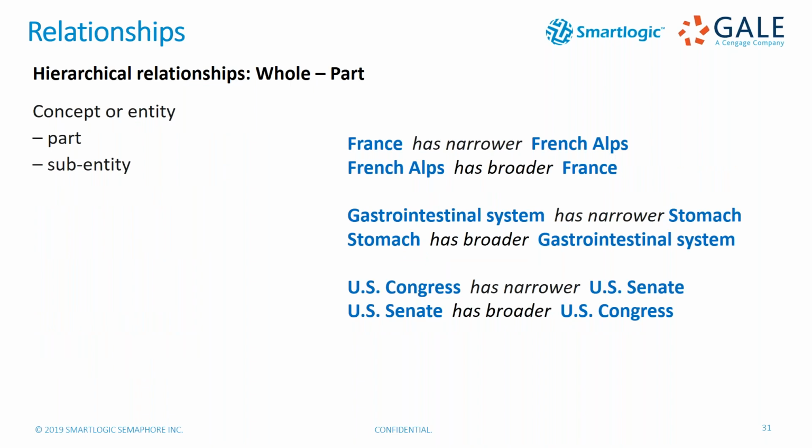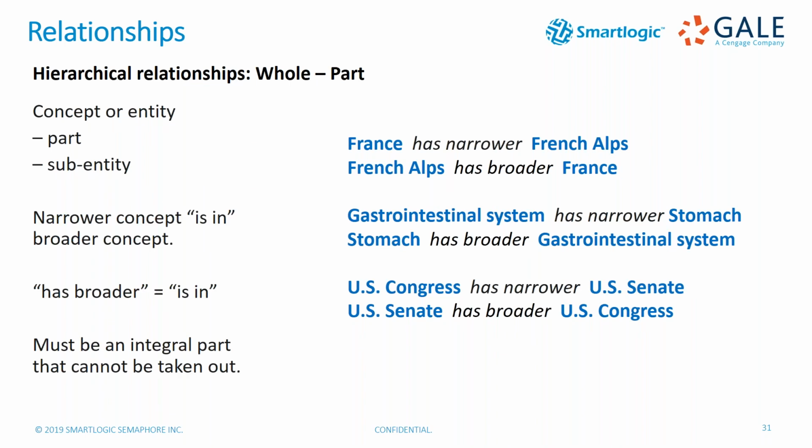And then the whole-part. In this case, some concept or entity and its parts or sub-entities. And this time to test it, instead of saying is a kind of, you say it's in. So French Alps are in France. That makes sense. And it must be an integral part that cannot be taken out. An example I've given before is, for example, a bed is in a bedroom, but it is incorrect to say bed has broader concept bedroom. Bed has broader concept furniture, it's a kind of furniture, but it can be taken out of the bedroom and put somewhere else. So it's not an integral part. That is not a whole-part hierarchical relationship.